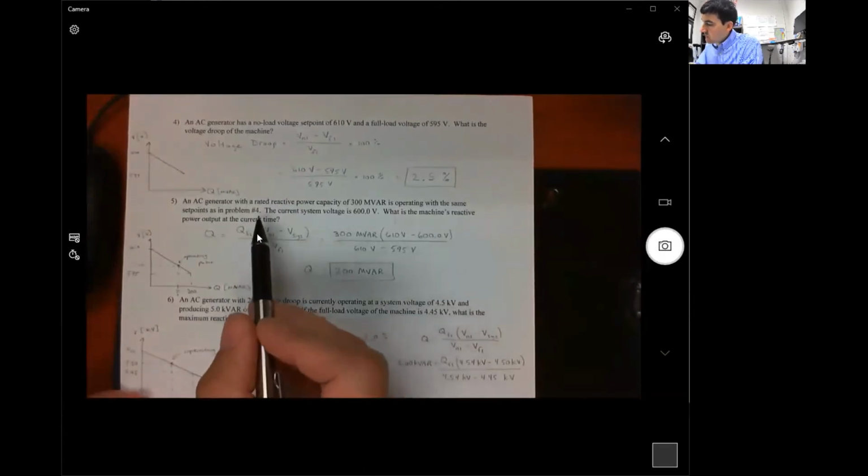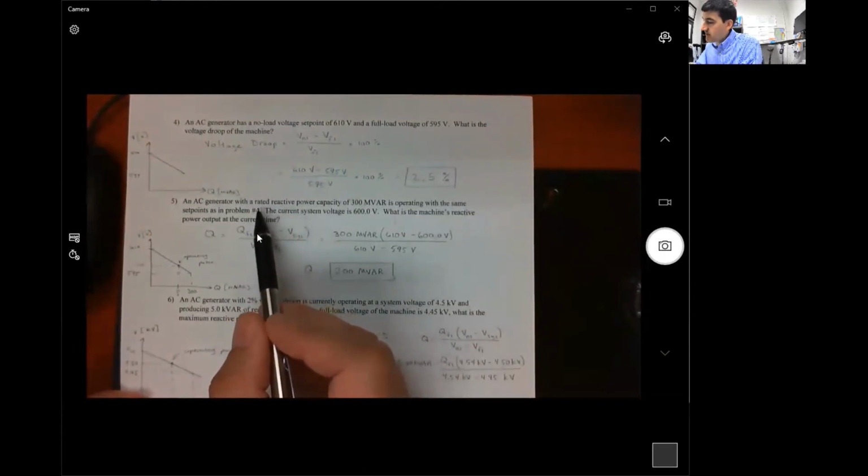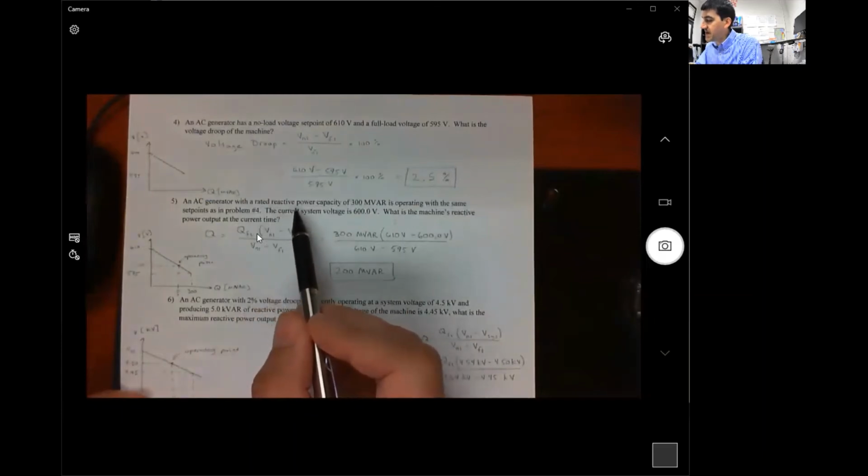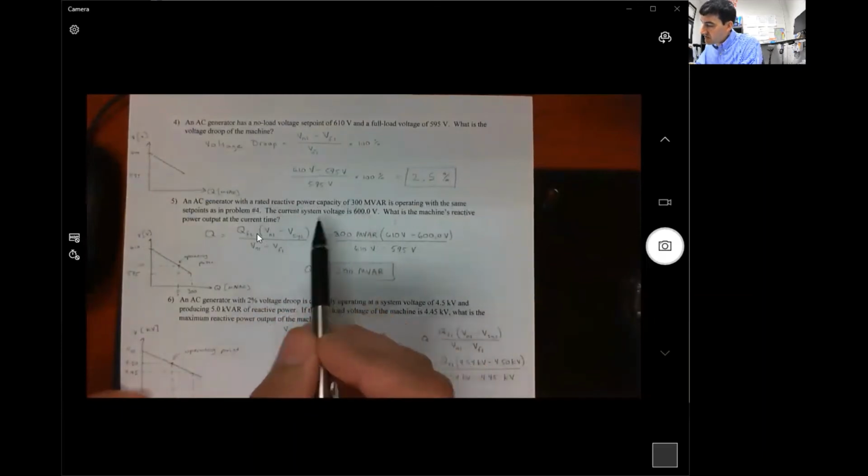For number 5, we are told that we have a generator with a rated, that's maximum, reactive power capacity of 300 megavar, and it's operating with the same set points as in problem number 4. And the current system voltage, that's the operating point, is 600 volts. What is the machine's reactive power output at the current time?